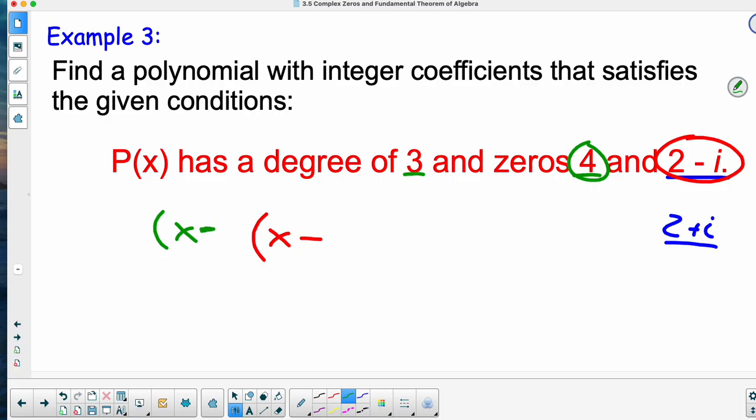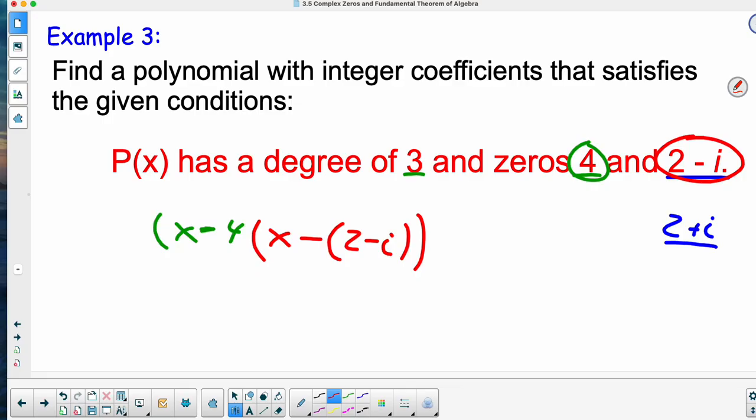And what did I do? I just plugged in the 4. If this would have been a negative 4, then I would have written x minus, and then plugged in a negative 4, which made it x plus 4. But I always write x minus. So what do I have? I have x minus, what's this 0? It's x minus, it's 2 minus i. Notice I put it in parentheses because it's x minus this quantity. So I'm going to put it in parentheses. That's important. But I write my factors always as x minus.